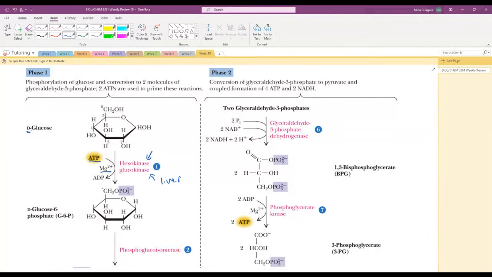Most of the time when you have these metal ions, based on, I think it was the end of unit 2 when we were talking about the mechanisms of enzyme catalysis, a metal ion is really good for stabilizing a negative charge, right?